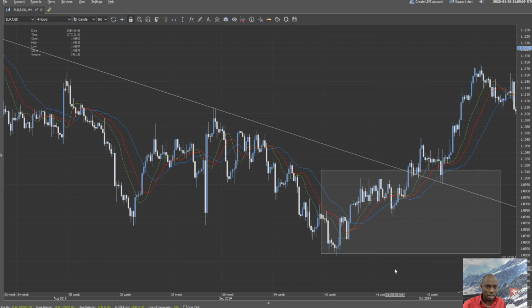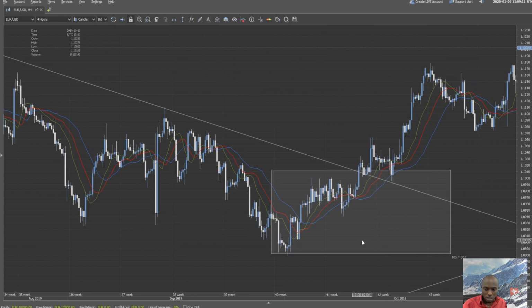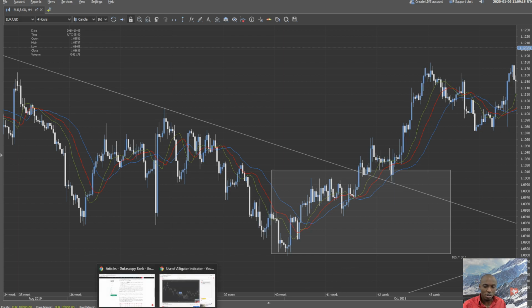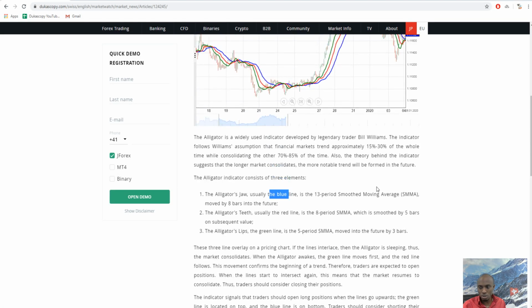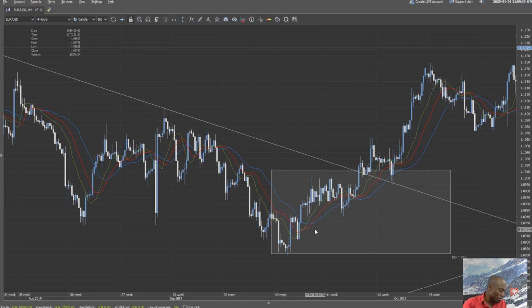he said that the market trends 15 to 20% of the time. If I go directly back to these articles, yeah, 15 to 30% is when the market trends, and the other 70% is kind of consolidating or trading sideways. That is according to Bill Williams. So you don't want to trade the market when it's sideways. You want to trade the market when it's trending.